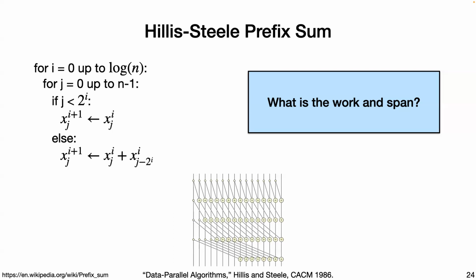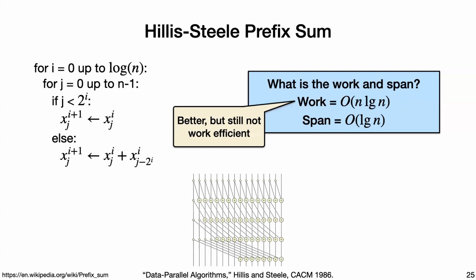Well, the work is log n. Good. Yes. The work is n log n. You can say the outer one is log n, the inner one is n, so you multiply them, that's n log n. And the total span is log n because the outer one has log n steps, but you can do all the inner ones in parallel. So that's span 1. So this is an improvement over what we just had. The work is now n log n, and the span is log n, but it's still not work efficient because we had a linear algorithm.